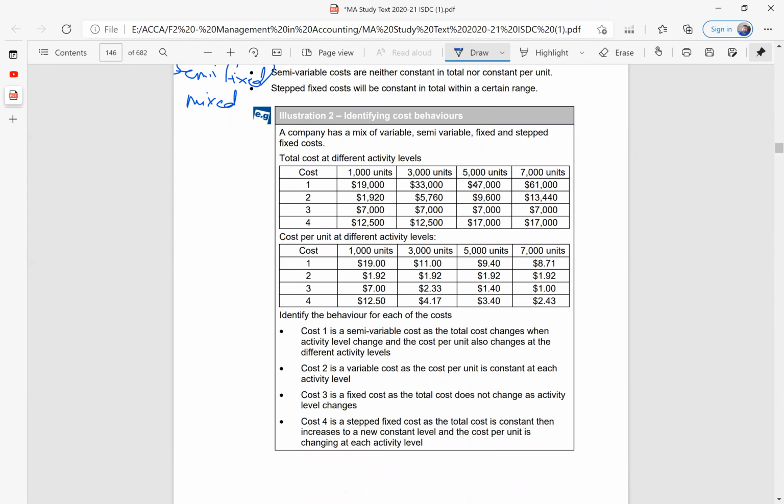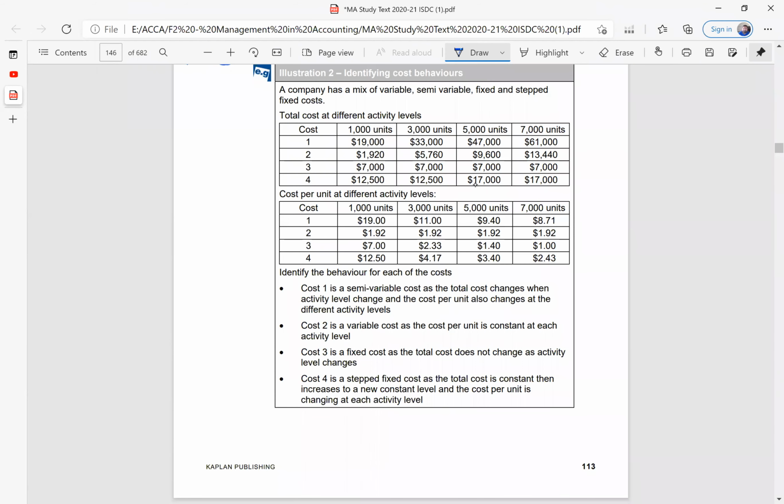So what are you going to do? You need to identify the cost behaviors. How will you identify the cost behavior? The easiest thing is to first look at all the costs. If you see over here, they have given you the total cost in this table and they have given you the per unit cost in this table. First look at the total cost. What is the total cost?